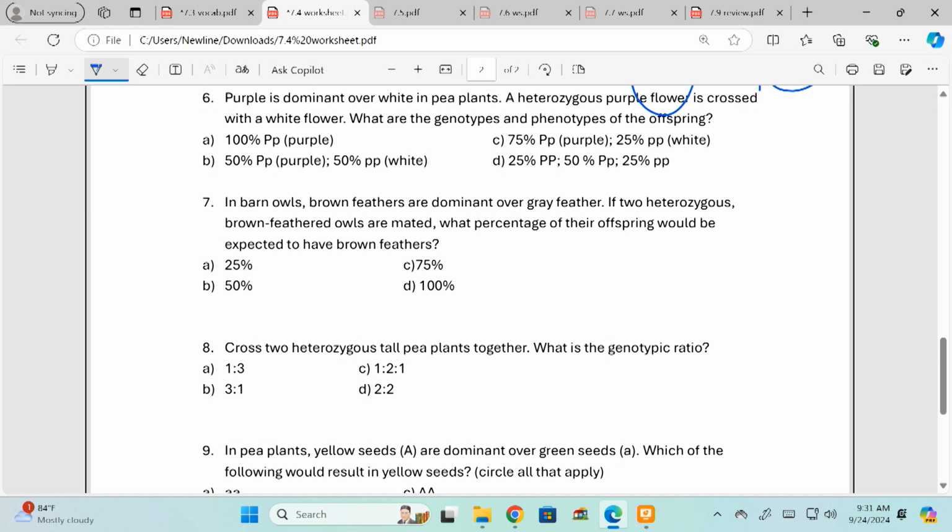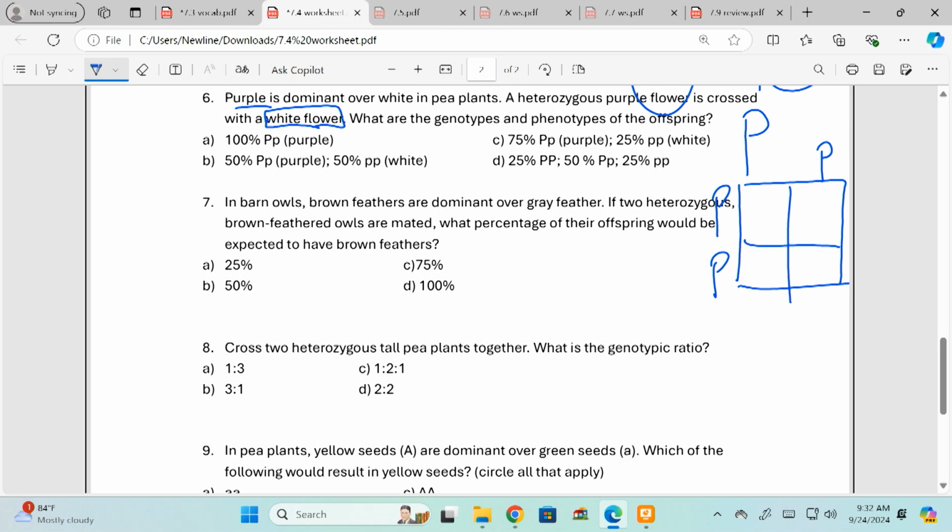Okay, so this says purple is dominant, heterozygous purple. So what would their genotype be? Well, if they're heterozygous, they would be like this, big P, little p. And it says crossed with a white flower. Because purple is dominant, we know what a white flower's genotype is. They have to have 2 lowercase p's, okay? So now I know what the genotypes of the parents are.